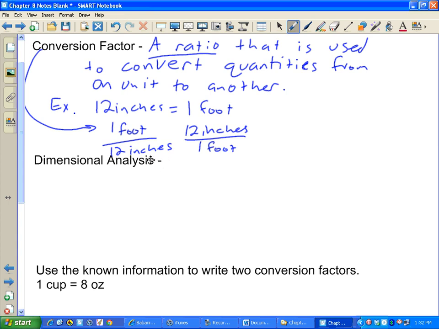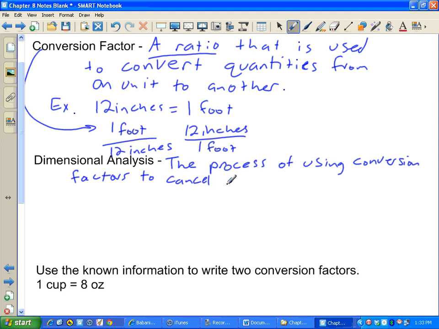So dimensional analysis is the process of using conversion factors to cancel units and change units. So I'll do another example.